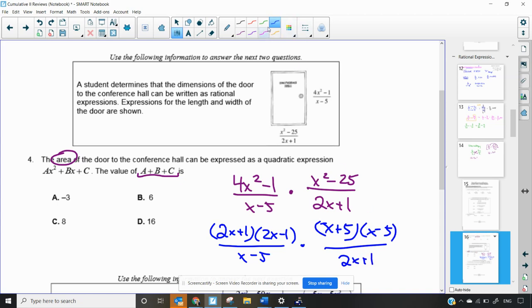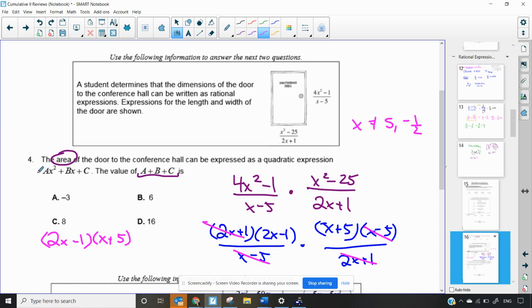Sometimes by doing this, we'll find that things cancel quite quickly, and then everything gets simplified from there. So I have these all being canceled. My NPVs: x cannot be positive 5 and negative 1/2. We don't have to consider the numerator because we're multiplying, so nothing flips. And so my final answer there would be 2x minus 1 times x plus 5.